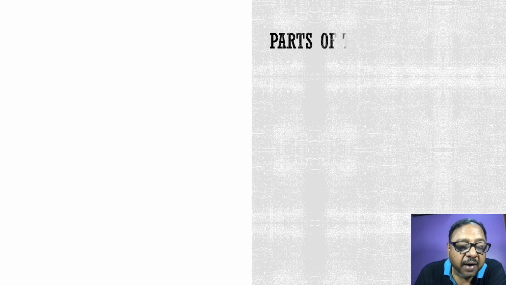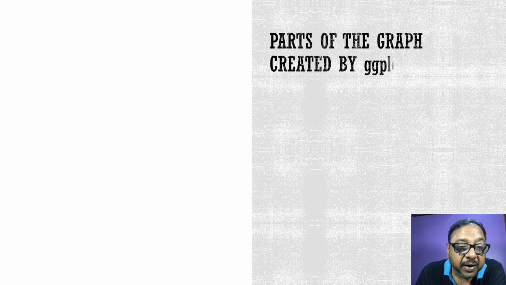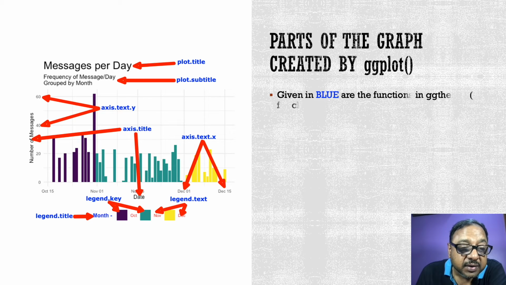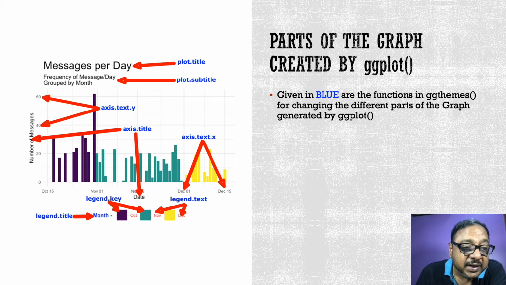So here I have plotted for you what are the different parts of the graph and what are the different parameters which we can vary for changing the different aspects of the graph. So now on the top you can see that this is the heading of the graph. This heading is known as the title. This can be accessed with a variable plot.title. So if we change the parameters for plot.title, we can vary the way the header will look.